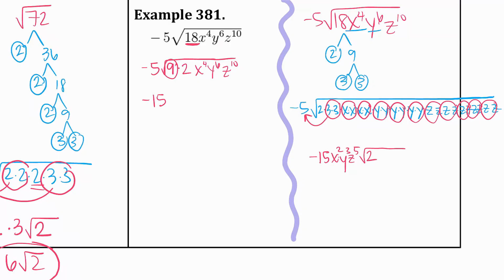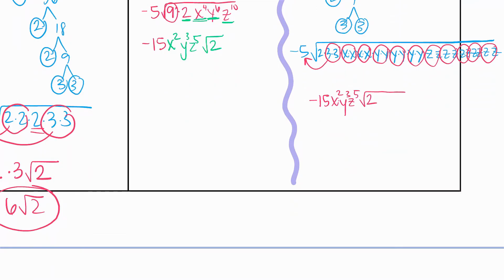And then we can kind of do the same thought process here without writing them out. We're thinking, okay, if I have x to the 4th, how many groups of 2 or perfect squares can I make with that? Well, x squared, and there's none left over. Y to the 6th, that gives me y cubed, no leftovers. And z to the 10th, z to the 5th, no leftovers. So I have this 2 left over on the inside.